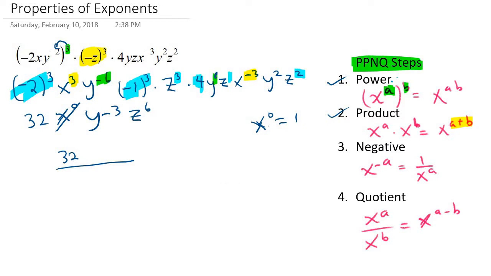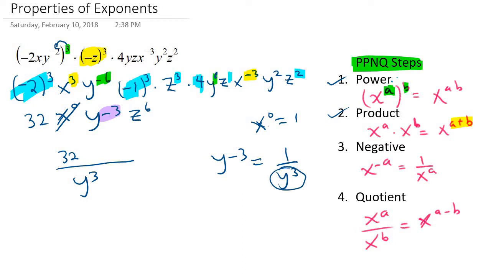Now this y to negative 3 has a negative exponent. That means we take the reciprocal, so it will be y to the third at the denominator. Every time you have y to negative 3, it's actually 1 over y to the third. That places it at the denominator. So that's why it goes to the denominator.